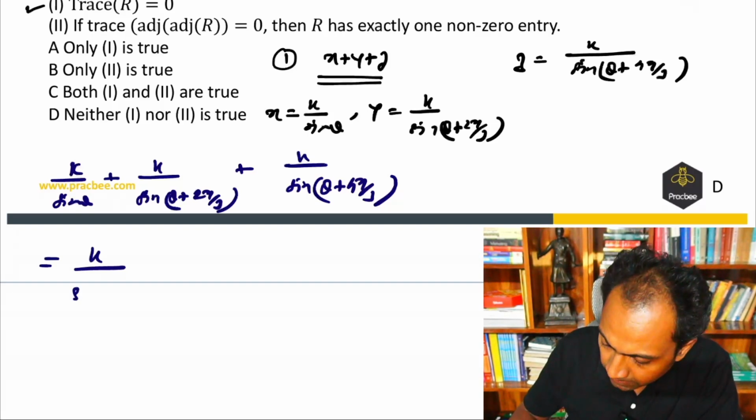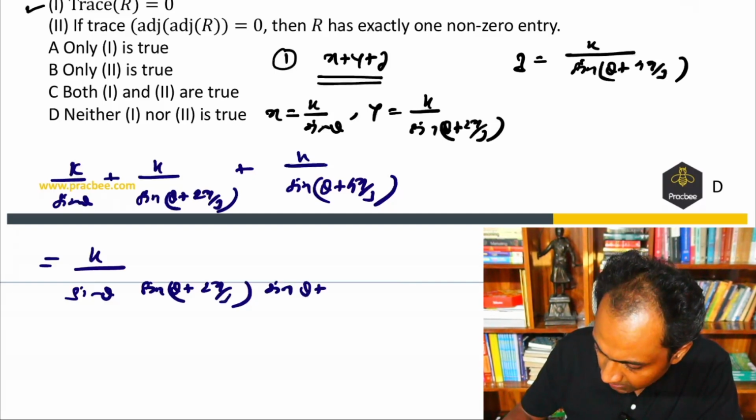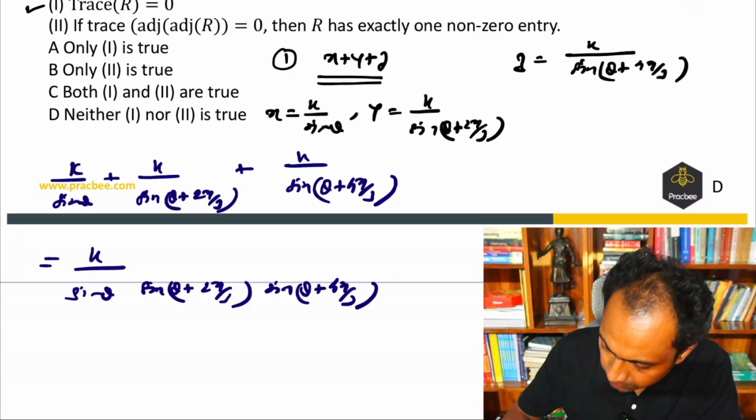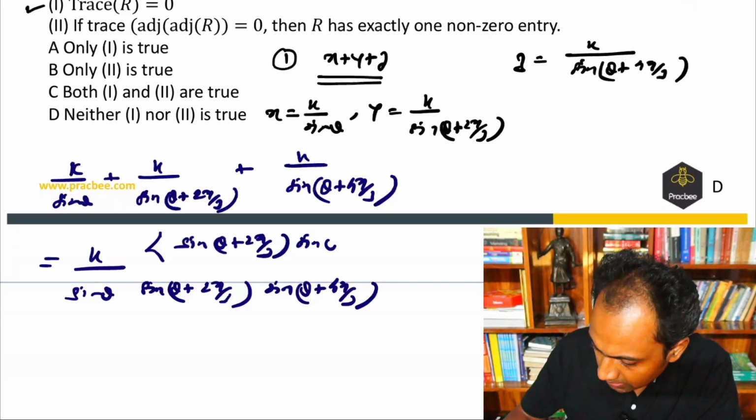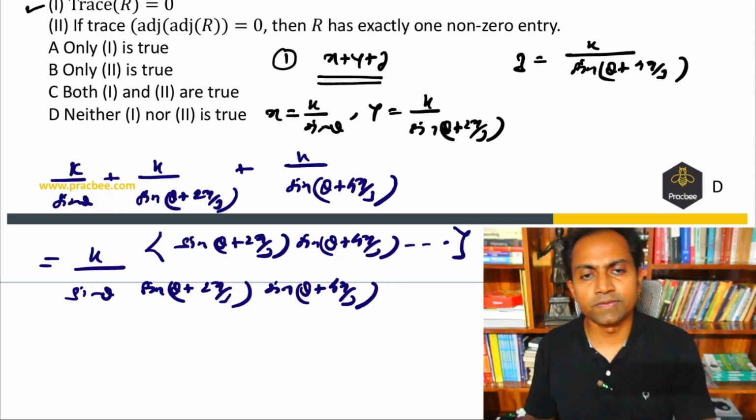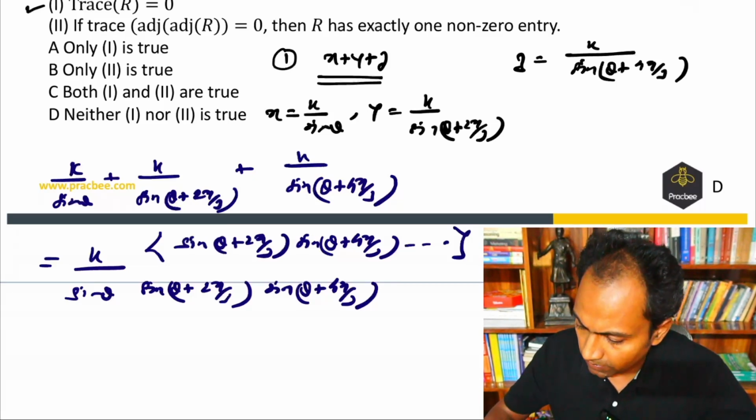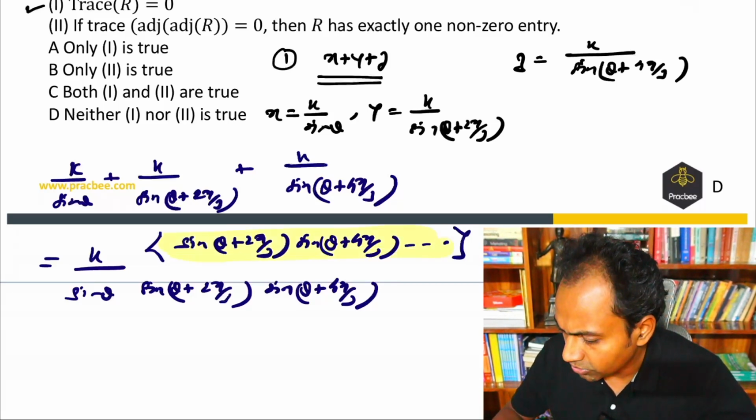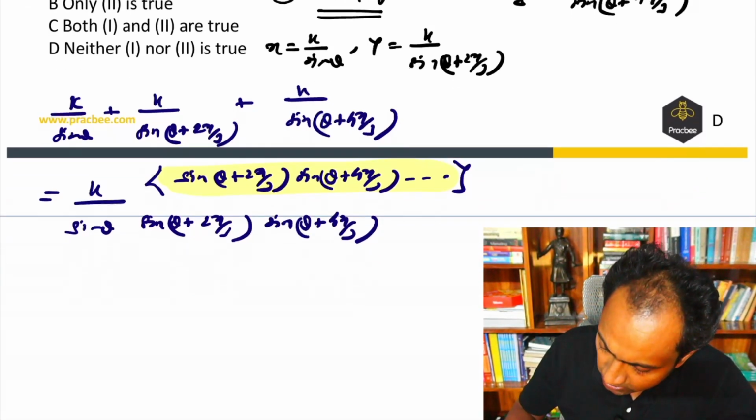So this becomes k by sine theta into sine theta plus 2 pi by 3 into sine theta plus 4 pi by 3 in the denominator. And in the numerator, what we have got is nothing but sine theta plus 2 pi by 3 into sine theta plus 4 pi by 3, and like this we'll get 2 more terms. Now see, there is no point checking this denominator etc. We just need to focus on this part, and we need to check whether this is equal to 0 or it is giving some other value. So I am only going to focus on this part.